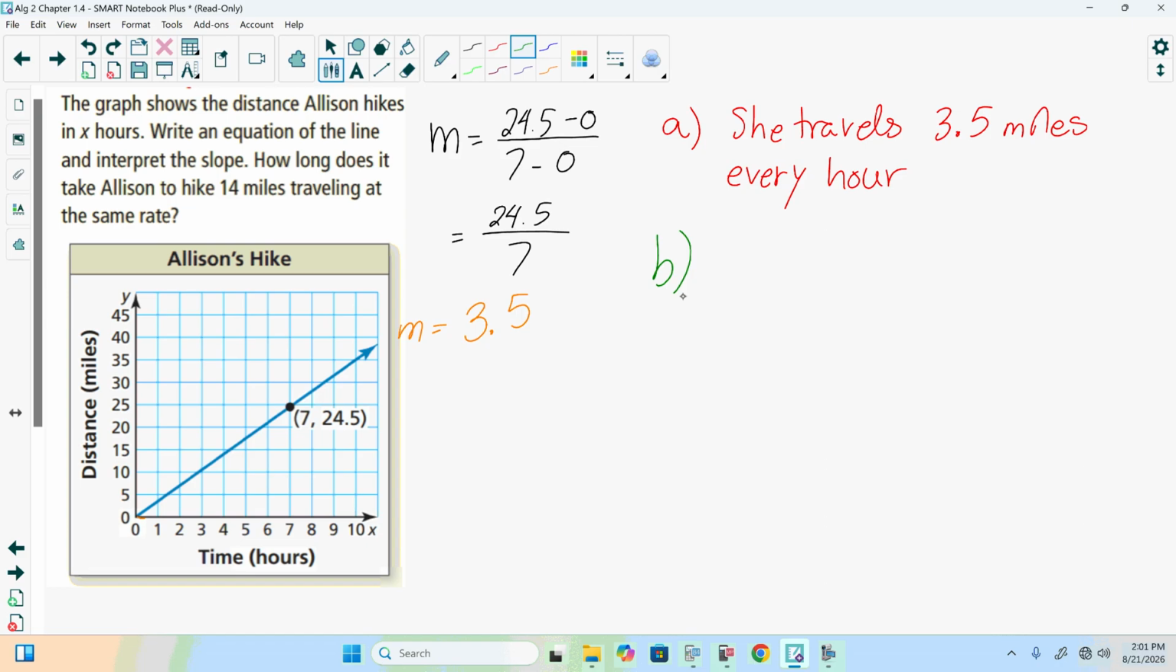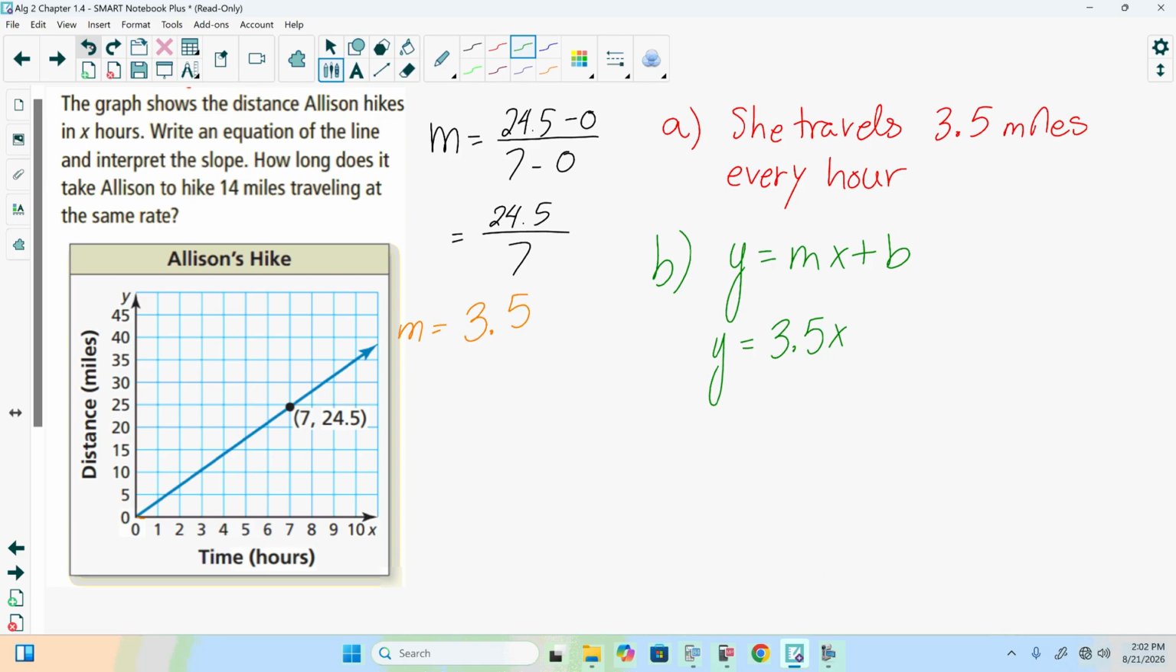Do we know what the y-intercept is? Yeah, what is the y-intercept? 0. So we can use our y equals mx plus b. Slope is 3.5 and the value b is 0. Do we need the plus 0? So y equals 3.5x. Yes?